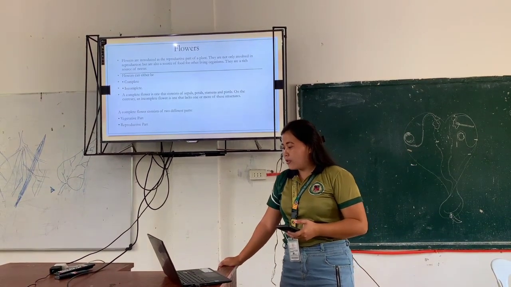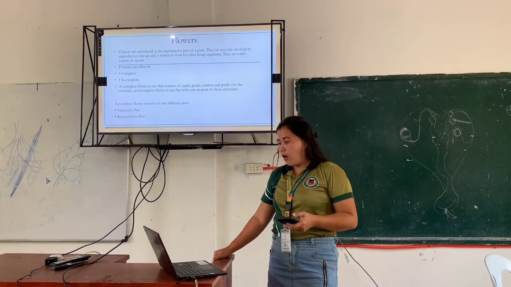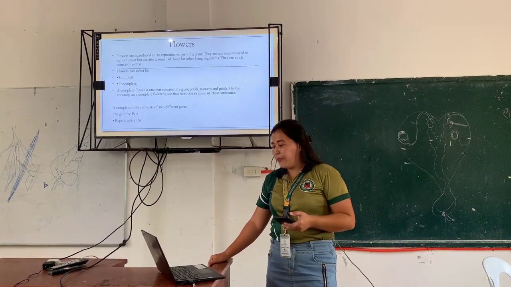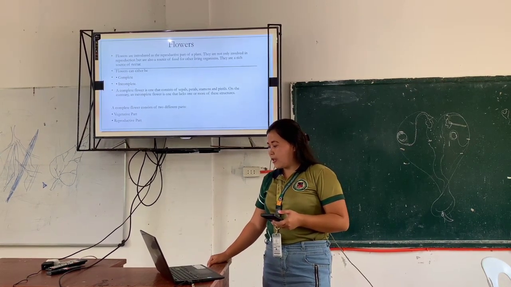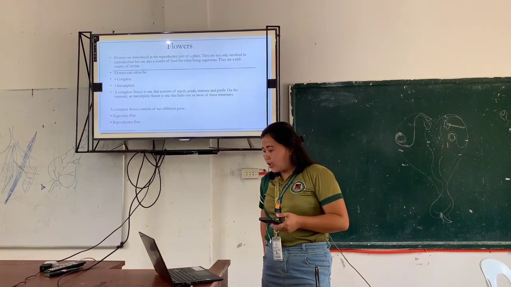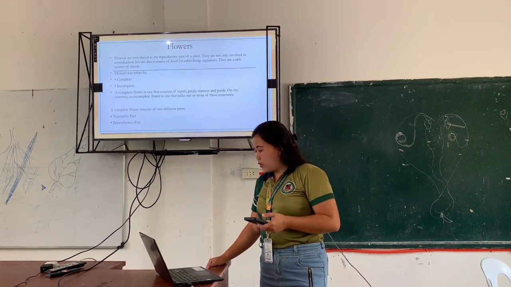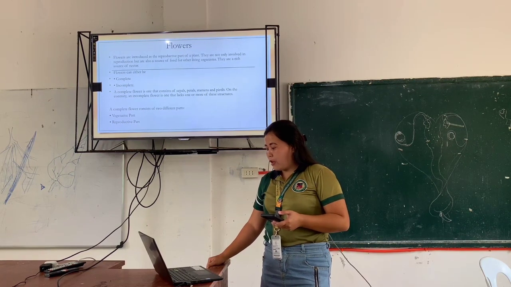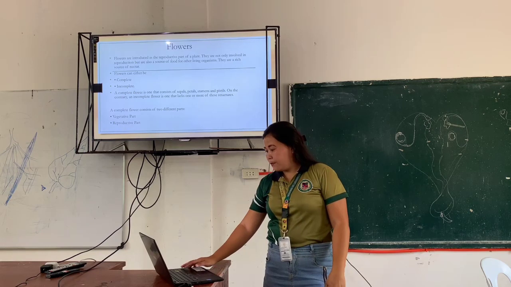Then, flowers can either be complete or incomplete. A complete flower is one that consists of sepals, petals, stamens, and pistils. On the contrary, an incomplete flower is one that lacks one or more of these structures. A complete flower consists of two different parts: the vegetative parts and the reproductive parts.